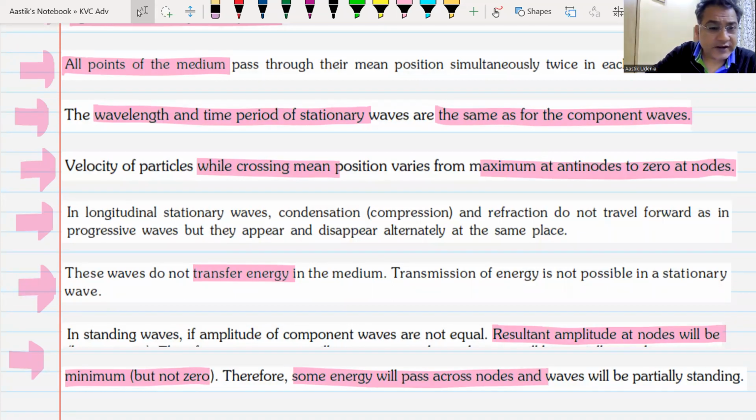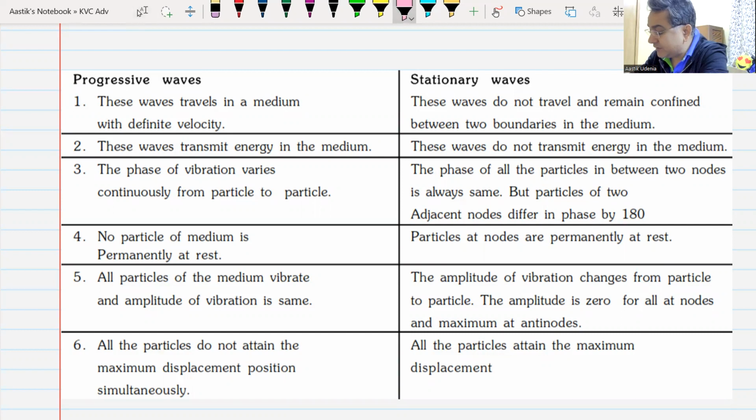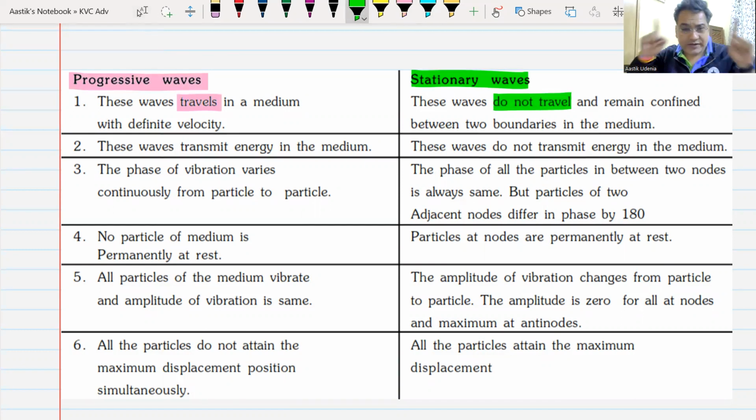Then let us move ahead and see the differences between the two types of waves that we have studied: progressive waves, or traveling waves, and standing waves. Progressive wave, first listen to me. If you have any doubt, then you write. Progressive waves, why are they progressive? Because they travel. Why are stationary waves stationary? Because they do not travel; they remain between two points, and the energy remains confined.